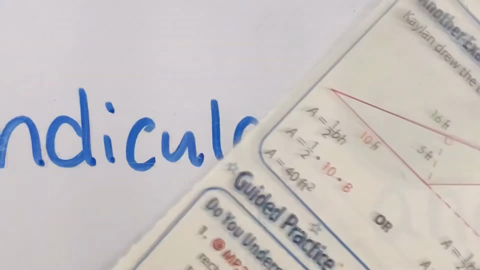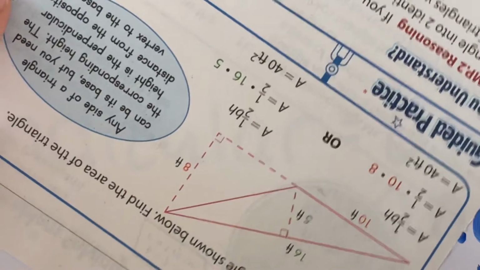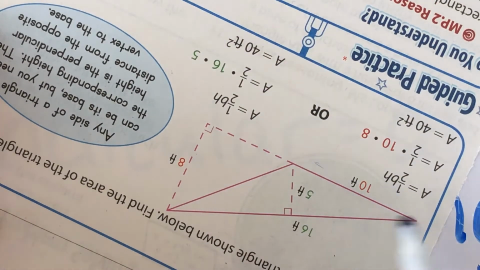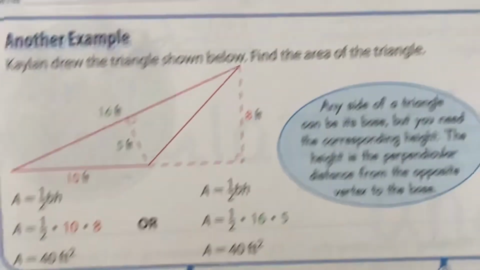But if we flip this around, I can look at this triangle. Now I'm looking at the paper a little weird, but I can look at this triangle like this, and I see now that actually this number, which is 16, is the base, and 5 is the perpendicular height, which corresponds with it. So I can also find the area of this triangle by saying that this is the base, which is 16, and this is the height, which is 5. And that's another way you can find the area of this triangle.